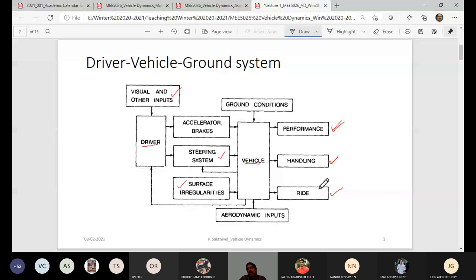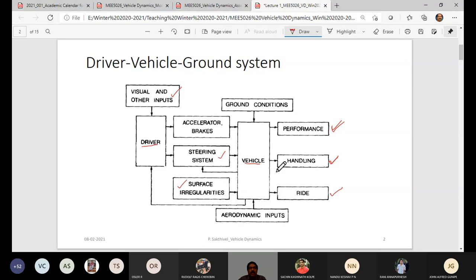So that is what is talked on this slide. So if you have your vehicle which is meeting all these three nicely, that means the dynamic aspects of the vehicle are appropriately accounted for while designing the vehicle. So that's essentially what brings in the whole perspective of a vehicle dynamics course, which is represented through this nice flow chart with an interaction between driver, vehicle and ground system.